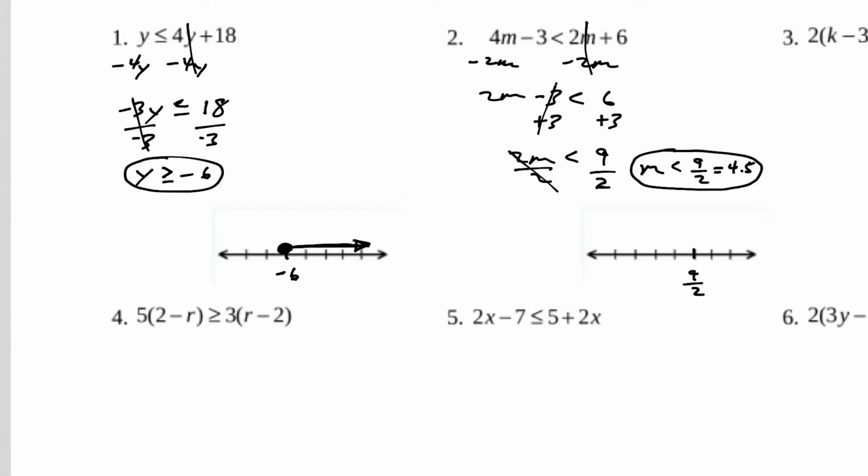I do not have an equal to bar on my inequality, so I will make an open circle. And since my variable's on the left and my inequality is pointing to the left, I will shade to the left. So now I know that any real number to the left of 4.5 would be a solution to our original inequality.